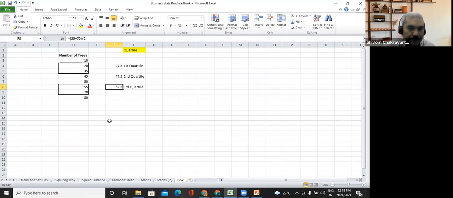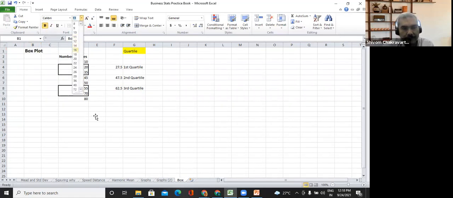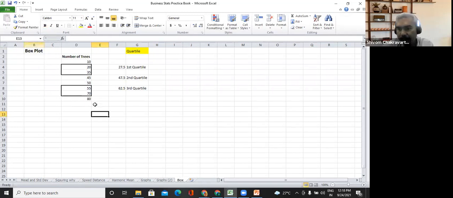Now, this is called a box plot. We are discussing the box plot. Box plot is also called a box and whiskers plot. So what are whiskers? We will see in the next minute or so. Now we want to draw a box plot of this.